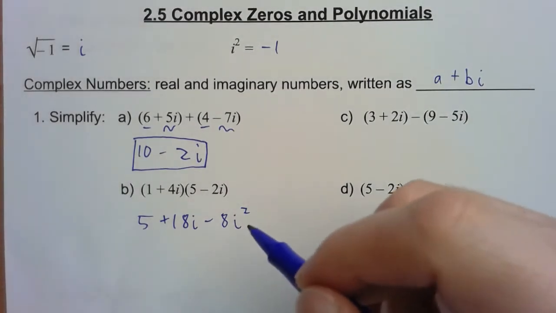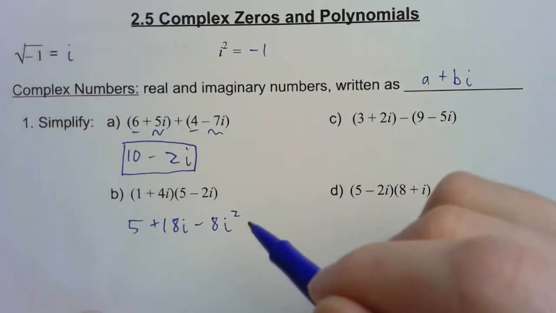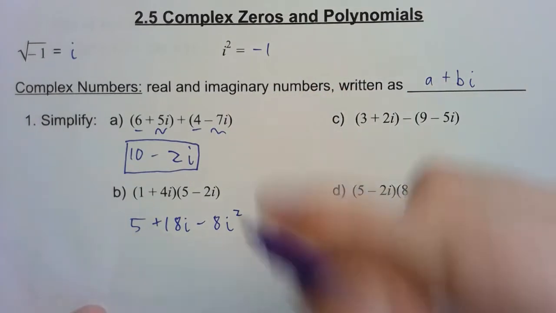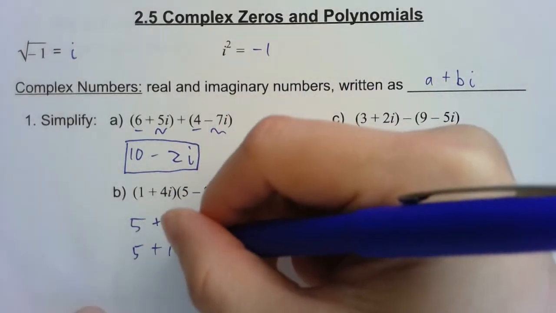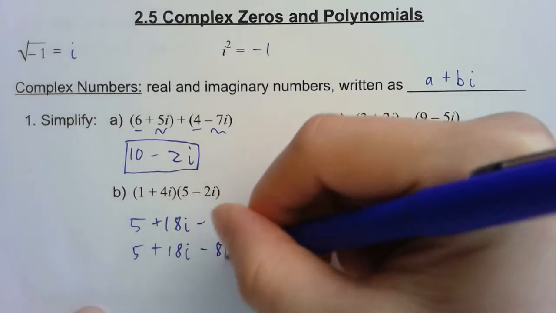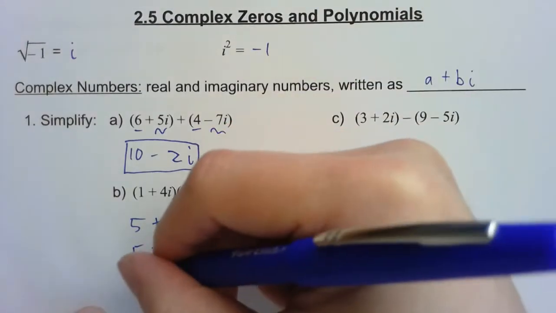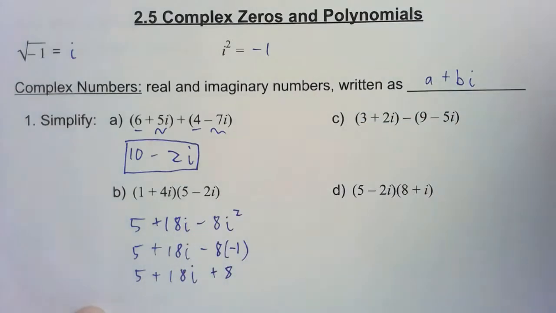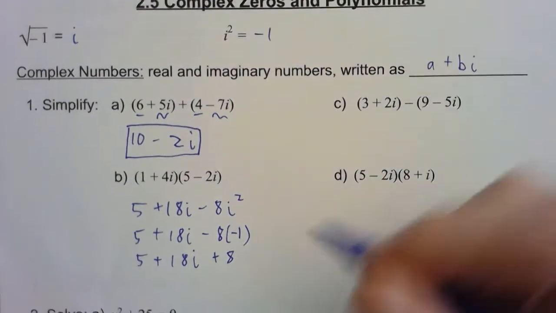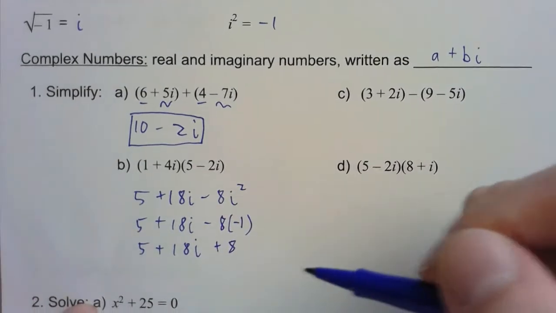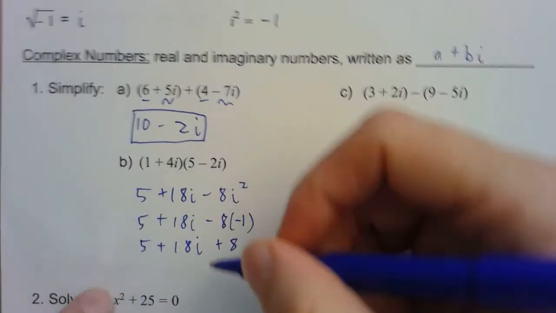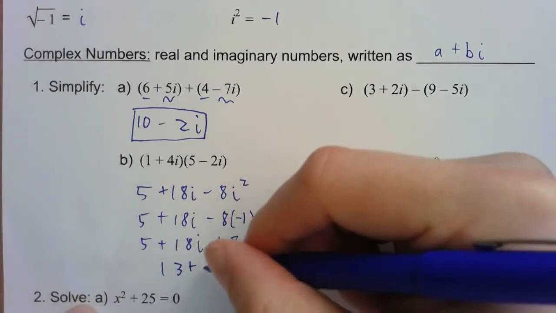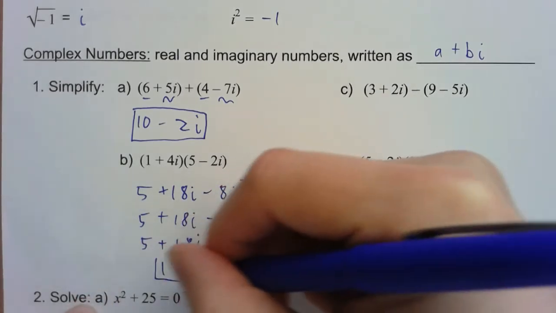Remember, i is a number. We're treating it kind of like x so far, but i is a number. So we're going to replace that with negative 1. So 5 plus 18i minus 8 times negative 1. So 5 plus 18i plus 8. So the i squared is going to change the sign of that right there. Then we've got some like terms to combine, the 5 and the 8. So we get 13 plus 18i.